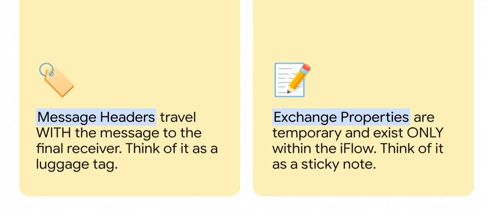Now listen, this is a concept that trips up so many developers, but the difference is actually really simple once you get it. Message headers are like luggage tags. They are attached to your message, and they travel with it all the way to the final destination. The receiving system can read them. Exchange properties, on the other hand, are like little sticky notes you use during the journey. They're temporary variables, useful only inside the iFlow, and they get thrown away before the final delivery.